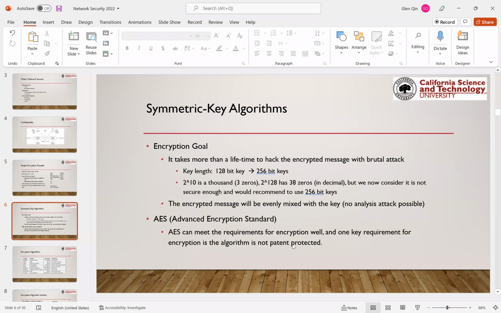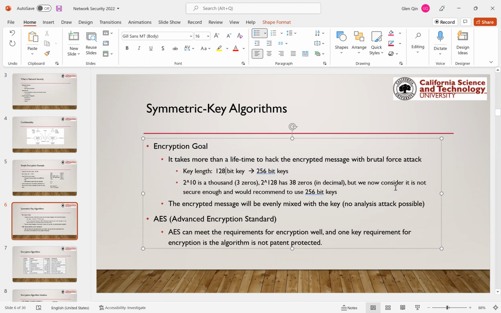Let's answer this. Actually, this slide answers 6 questions. Our encryption goal is to make sure it takes more than a lifetime to hack the encrypted message with a brute force attack. If it takes more than your lifetime to do that, then we think it's secure. After 100 years, who cares? This is not secret anymore. So how long will the key be secure enough?